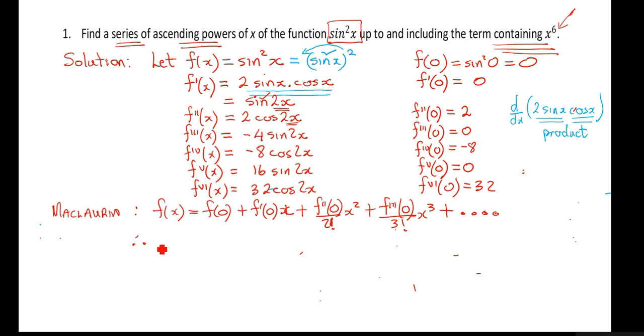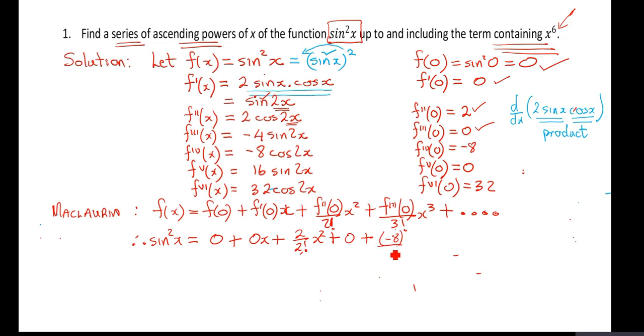Therefore, for my sine squared of x, I'm simply going to substitute. f at 0 is 0. First derivative at 0 is also 0, times x. The next derivative, second derivative at 0, is 2, over 2 factorial, x squared. Third derivative, 0. Continue. Fourth derivative, minus 8.